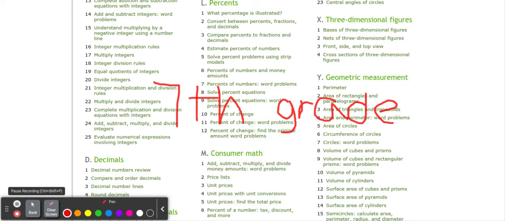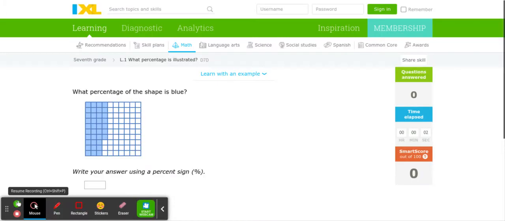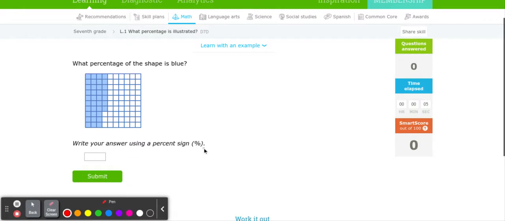Today we're going to learn how to find what percentage is illustrated. So the question asks us what percentage of the shape is blue. And it's basically asking us what is the percentage illustrated. To find the percentage from this type of illustration is pretty simple. There are a few ways you can do it. The easiest way is to count.